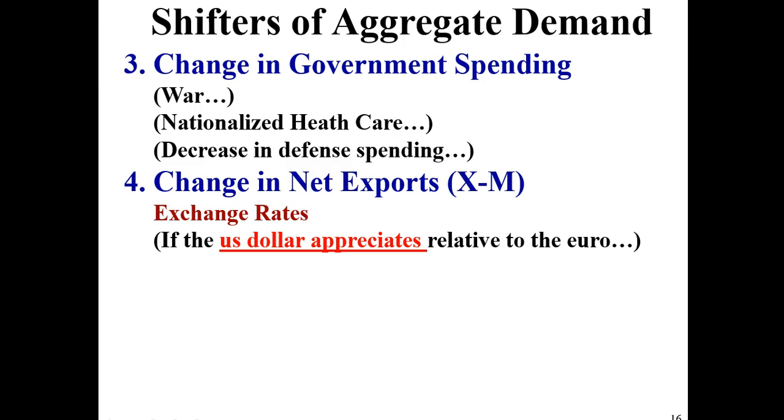So here's the next thing to understand. If the US dollar appreciates, that means the dollar is more expensive, relative to the euro or any other currency we're looking at. If dollars are more expensive for people in other countries to buy, then you can imagine they're going to buy fewer of our goods. And that's actually going to reduce our net exports.